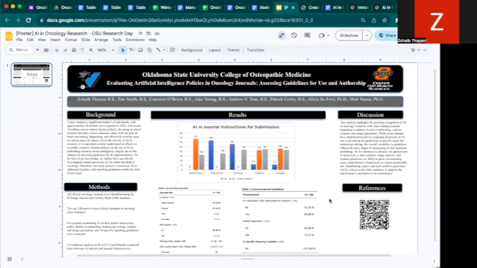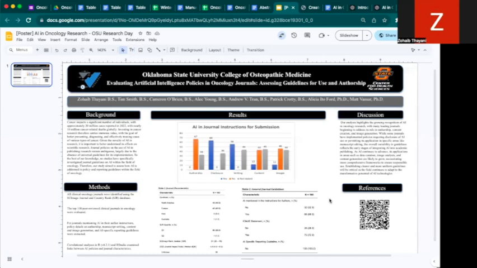Essentially, with every journal submission, there are instructions for authors that need to be followed for any author to submit to a journal. And I looked at the research within oncology journals and how AI is stated, not stated, and what their policies are, if there are any within those journals.